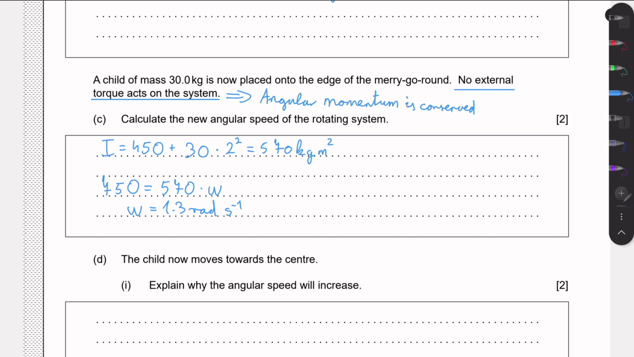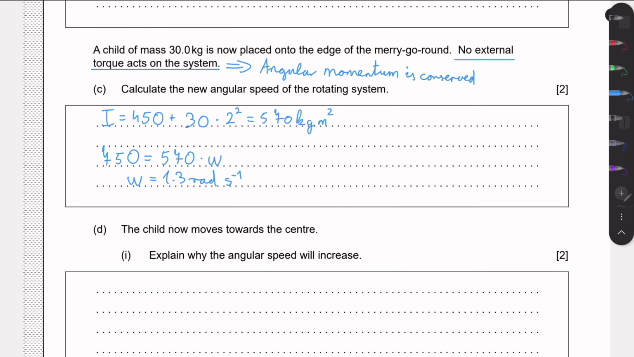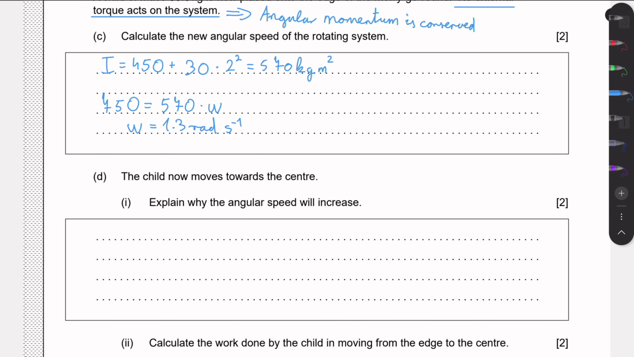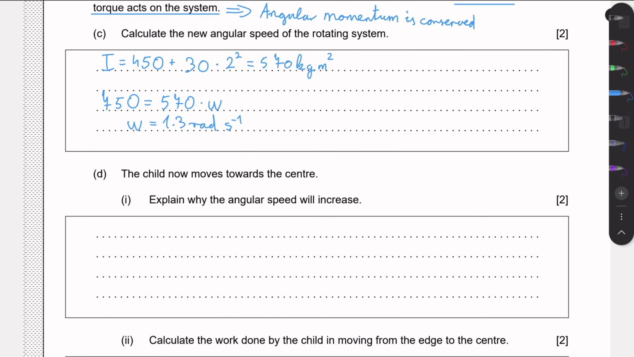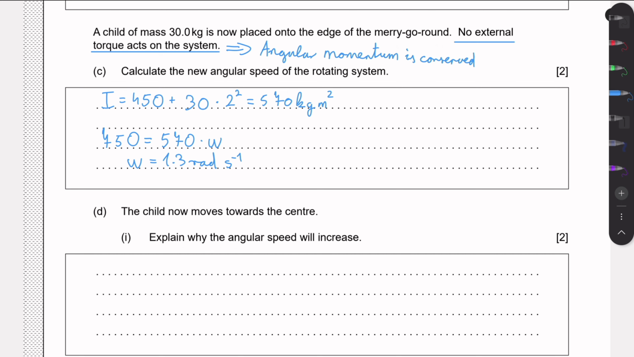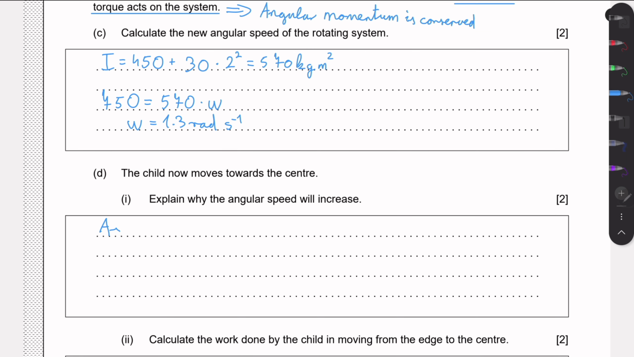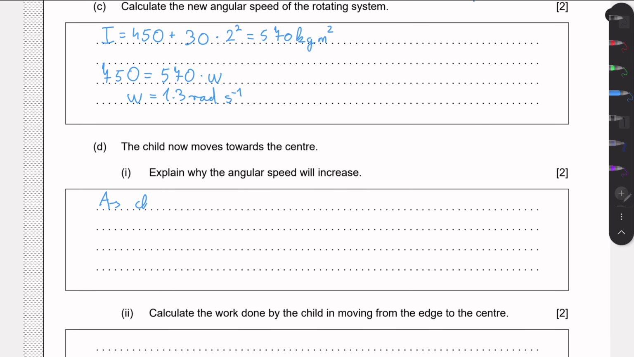And then we are told that the child moves towards the center, and we need to explain why the angular speed will increase. We know that the moment of inertia of the system will become smaller and smaller, as this 2 here will become smaller and smaller, so we'll be adding a smaller number to 450. So as the child moves in, our moment of inertia will decrease.